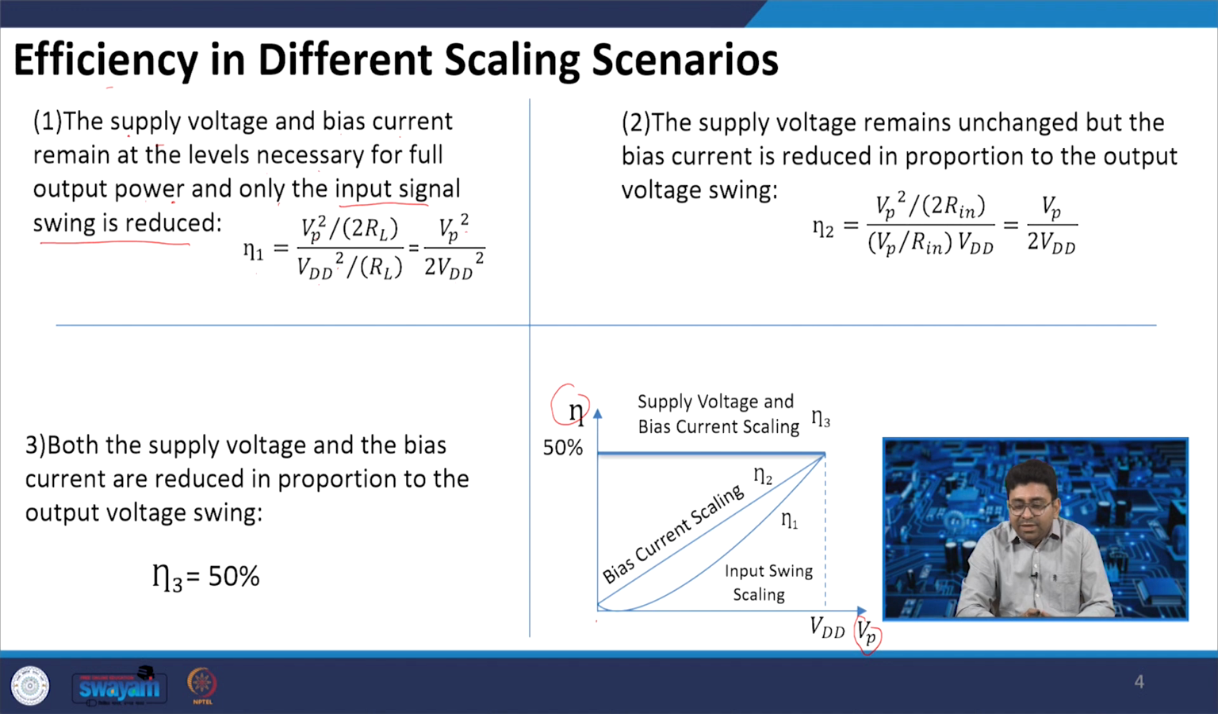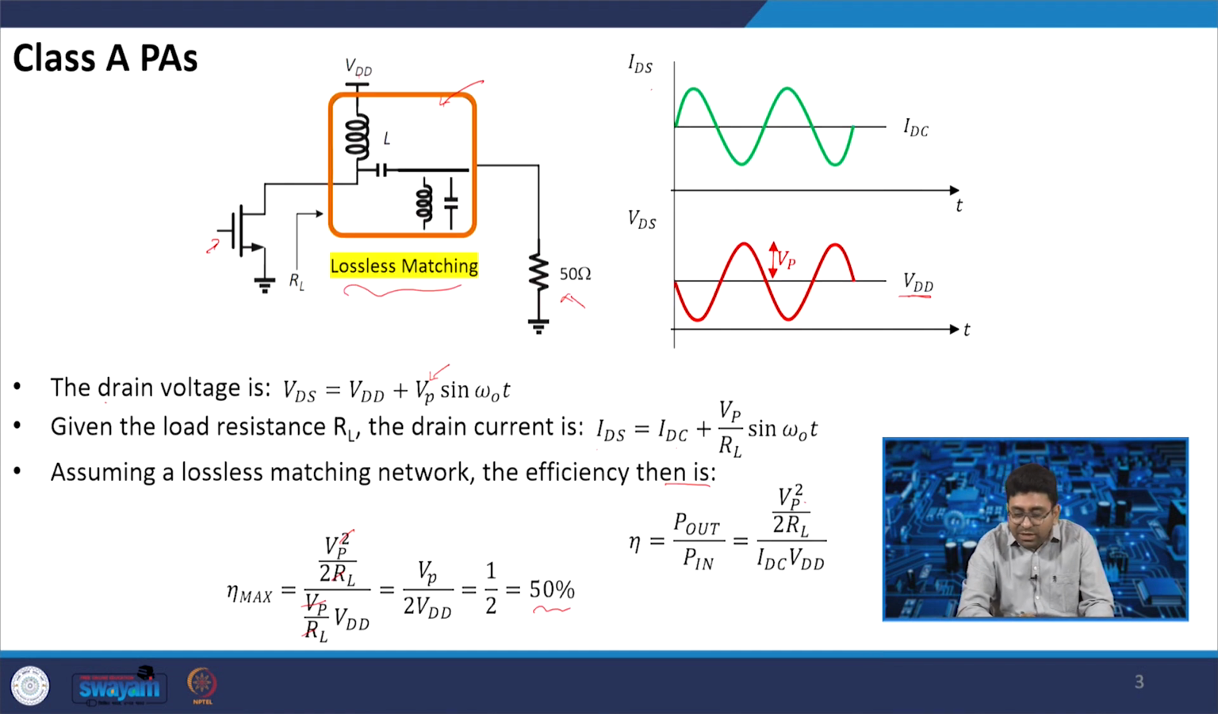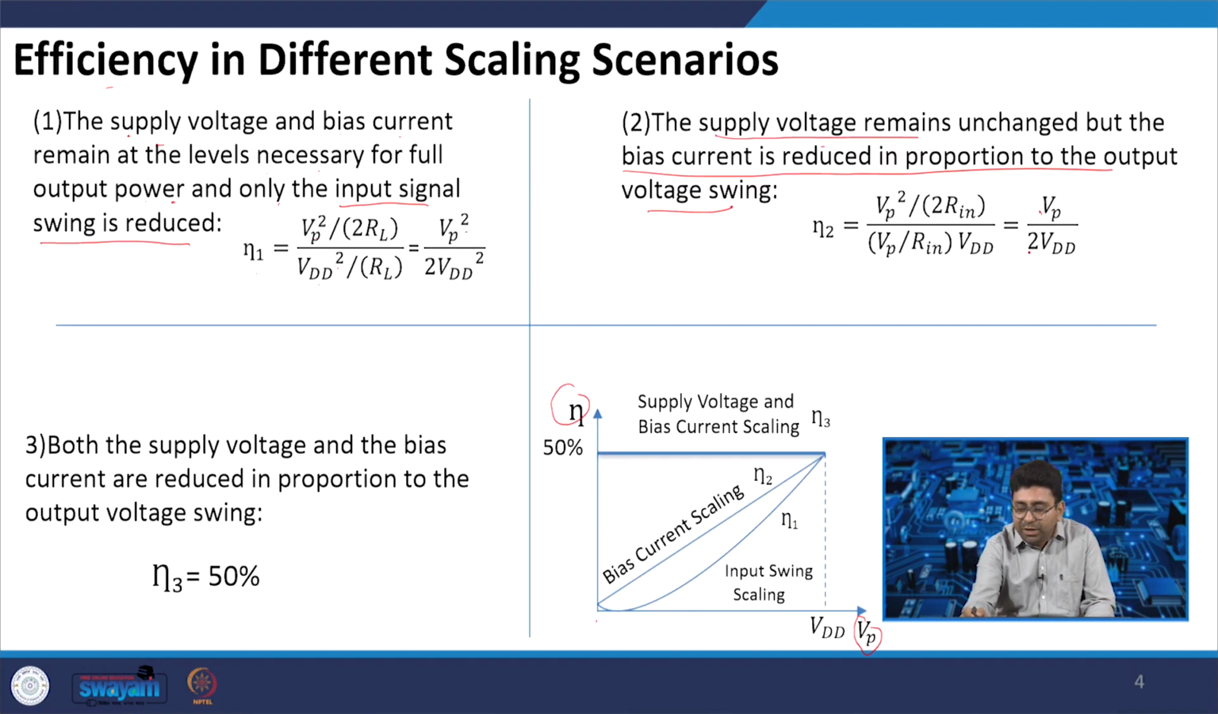Now, the second scenario is if the supply voltage remains unchanged, meaning we are keeping the supply voltage fixed, but the bias current is reduced in proportion to the output voltage swing. It is the same equation that we have seen. If this bias current is changing with the output voltage swing Vp, then we can write Vp by 2 VDD. So, for this efficiency 2, as Vp is changing, your efficiency is also linearly changing.